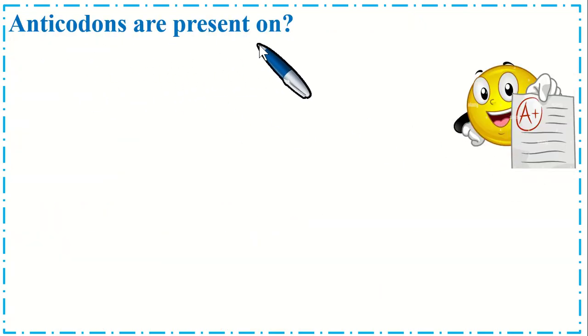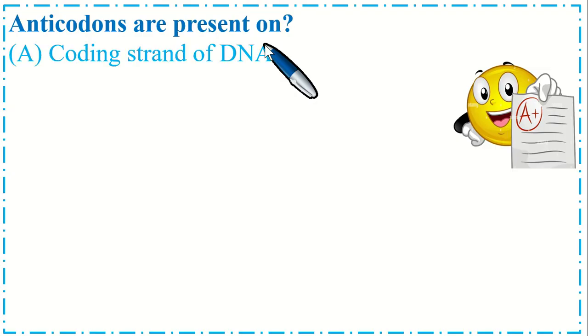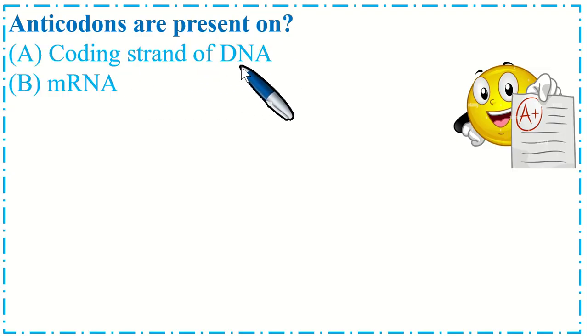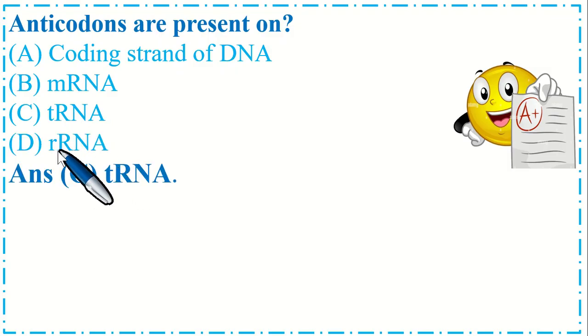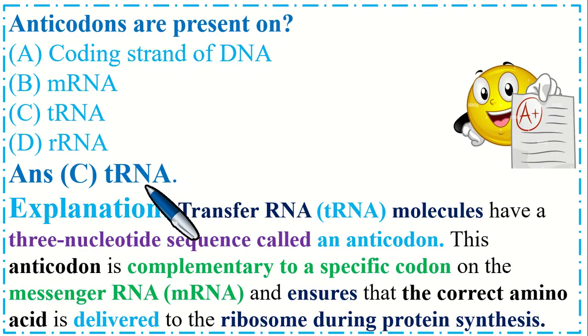Codons are present on option A, coding strand of DNA, B, mRNA, C, tRNA, and option D, rRNA. So the correct option is C, tRNA. Explanation is, transfer RNA molecules have 3 nucleotide sequence called an anticodon. This anticodon is complementary to the specific codon on the messenger RNA and ensures that the correct amino acid is delivered to the ribosome during protein synthesis.